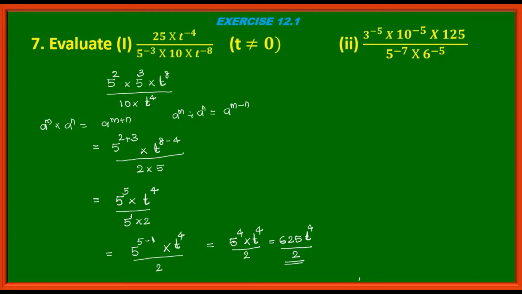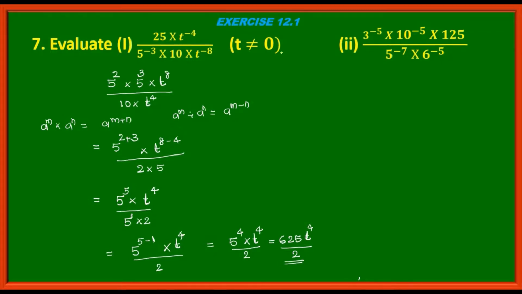5 raised to 4 becomes 625 into t raised to 4 whole divided by 2 is the answer of 25 into t raised to minus 4 whole divided by 5 raised to minus 3 into 10 into t raised to minus 8.